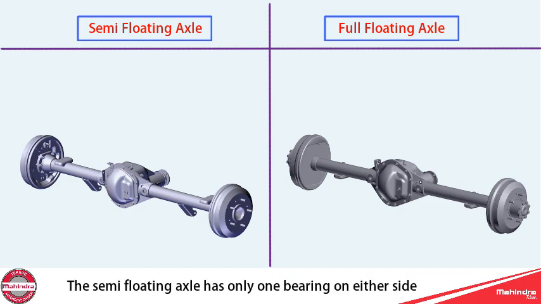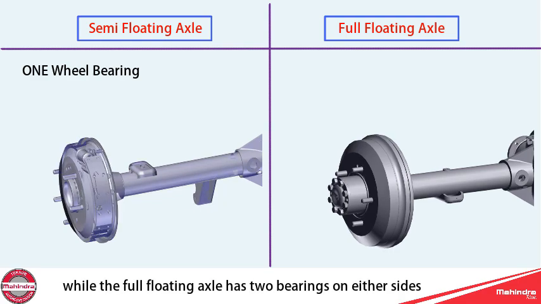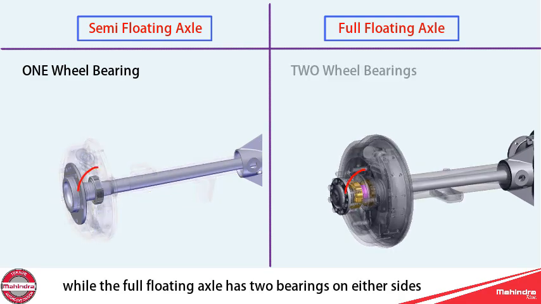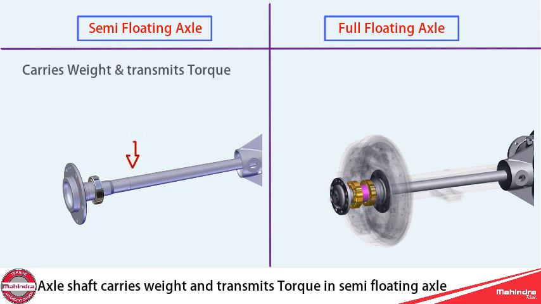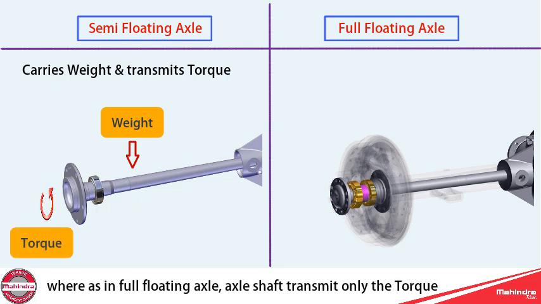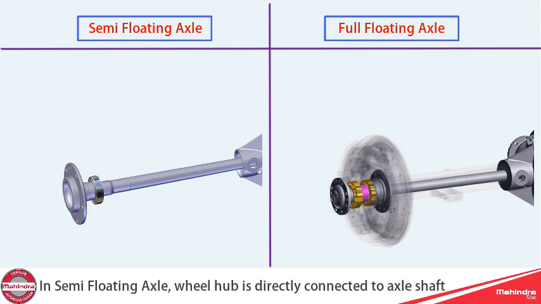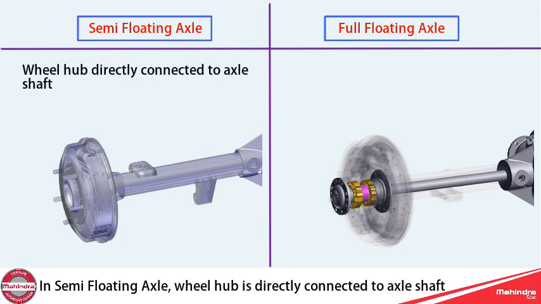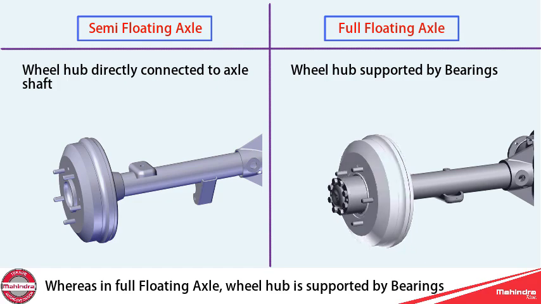Difference: the semi-floating axle has only one bearing on either side, while the full-floating axle has two bearings on either sides. Axle shaft carries weight and transmits torque in semi-floating axles, whereas in full-floating axle shaft transmits only the torque. In semi-floating axle, wheel hub is directly connected to axle shaft, whereas in full-floating axle, wheel hub is supported by bearings.